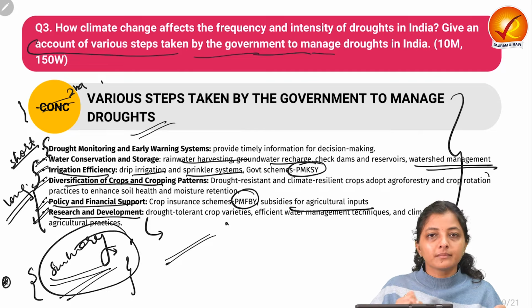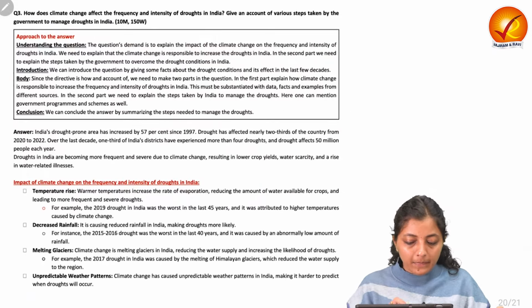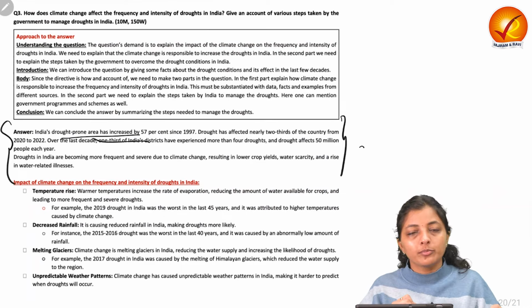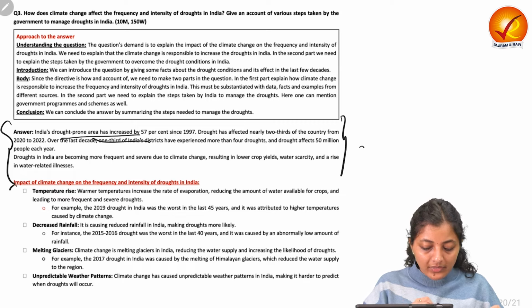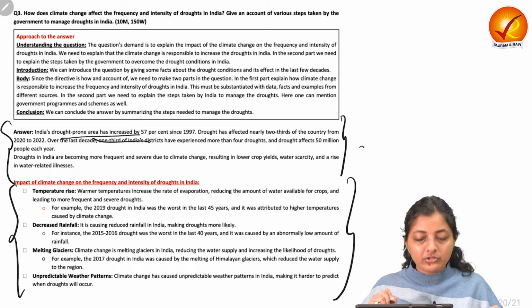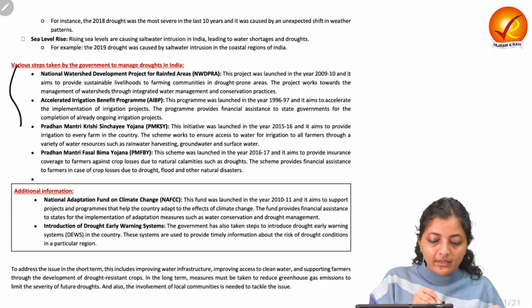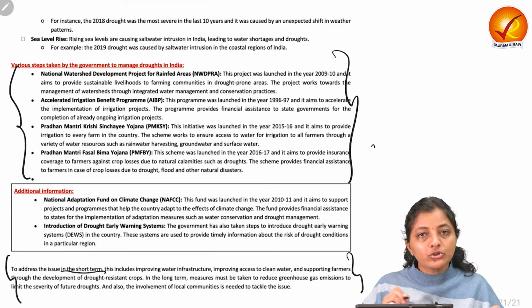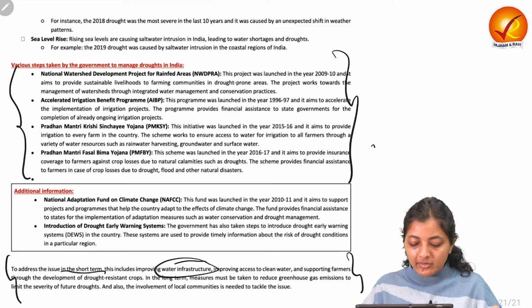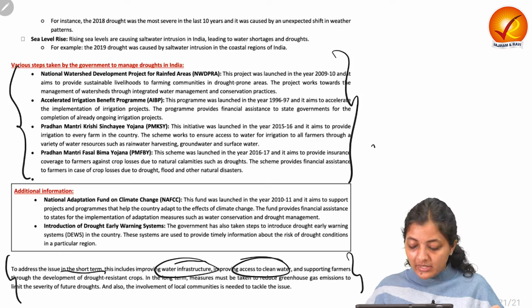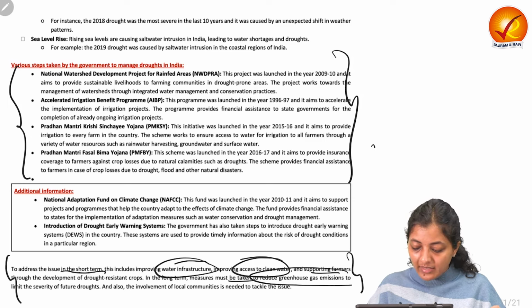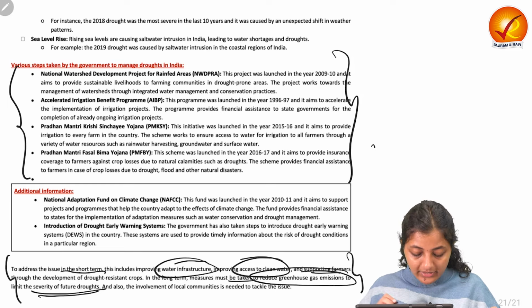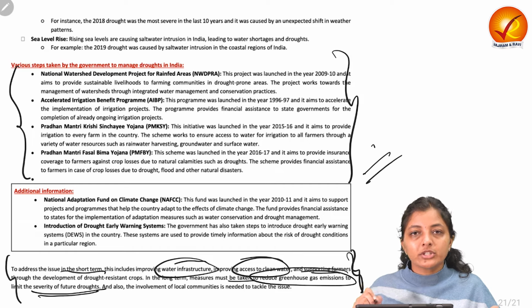In conclusion, let's see the model answer. Talking about how India's drought-prone area has increased over time, then the impact of climate change on the frequency and intensity of droughts, then the various steps the government is taking, and finally, to address the issue in the short term, we must focus on water infrastructure and improve access to clean water. And in the long run, we have to reduce greenhouse gas emissions to limit the severity of the droughts in India. So this way our third question is completed.